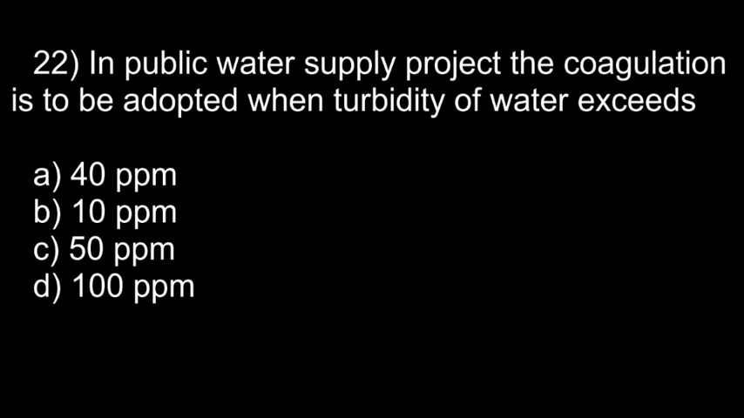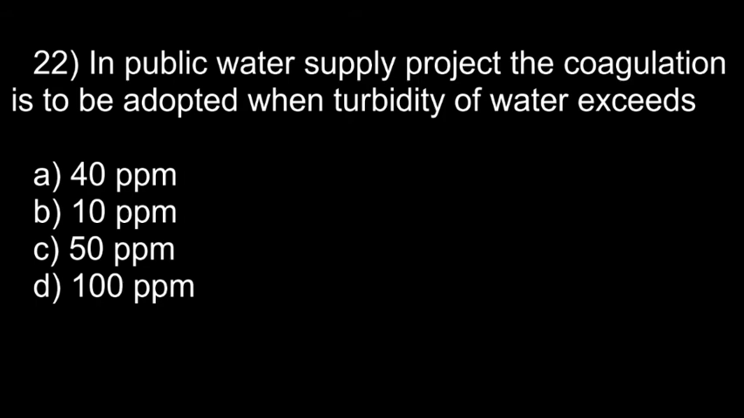In public water supply project, the coagulation is to be adopted when the turbidity of water exceeds option A, 40 parts per billion, option B, 10 parts per million, option C, 50 parts per million, and option D, 100 parts per million. The answer is option A, 40 parts per billion. In public water supply project, the coagulation is to be adopted when turbidity of water exceeds 40 parts per million.